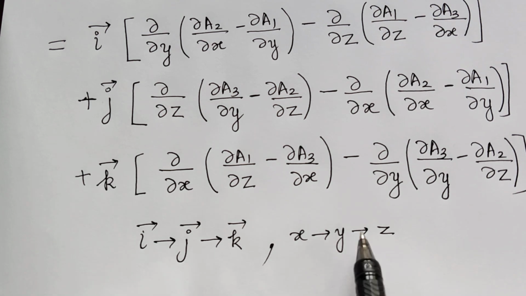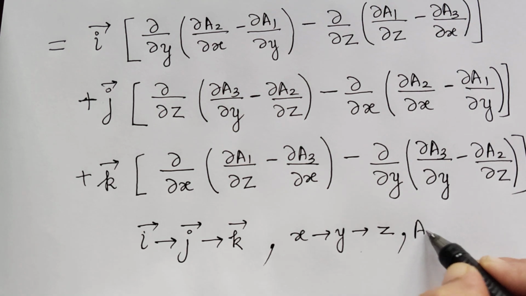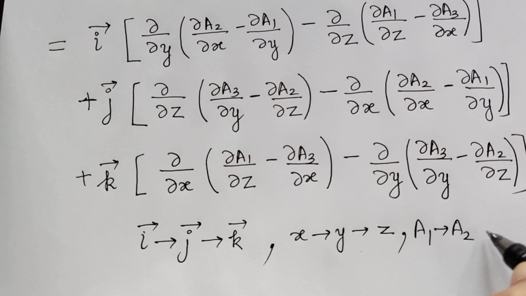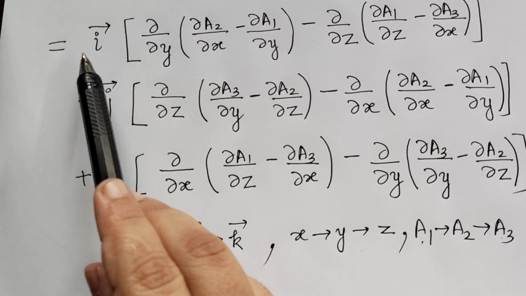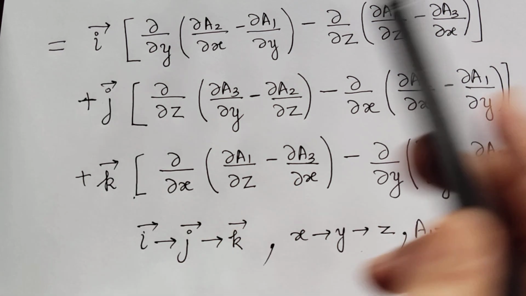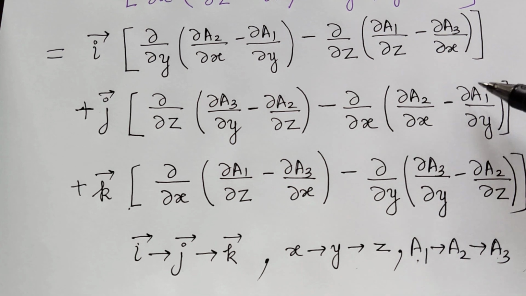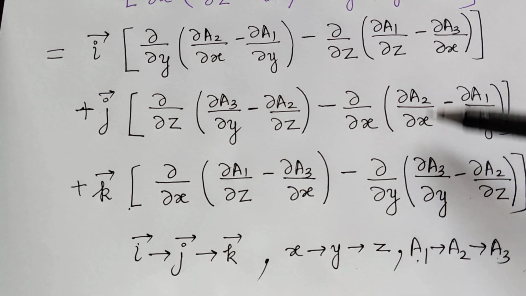And wherever you have a1, it will be changed as a2, and a2 will be changed as a3, and a3 will be changed as a1. So in the cyclic pattern, you can generally write one summation, and you can also show that. But for your better understanding, I have done all the three terms individually, and I will be doing it like that while proceeding with this result.